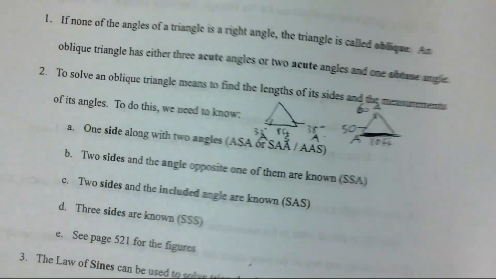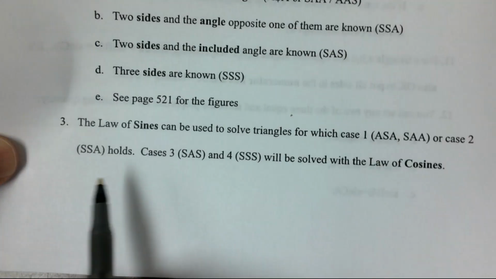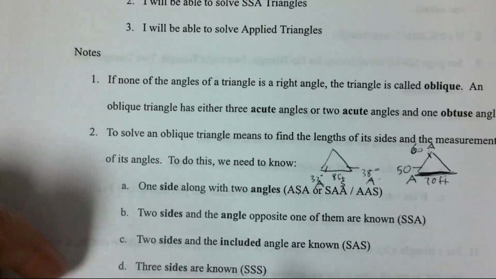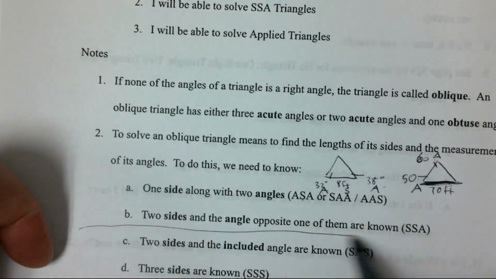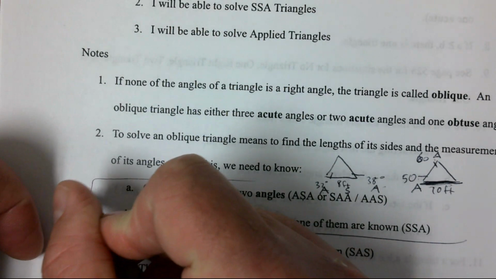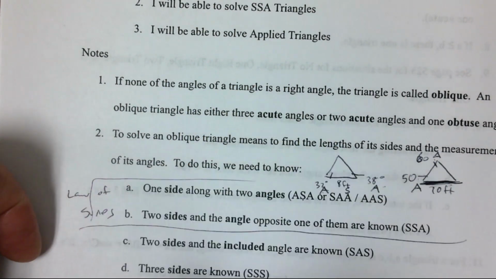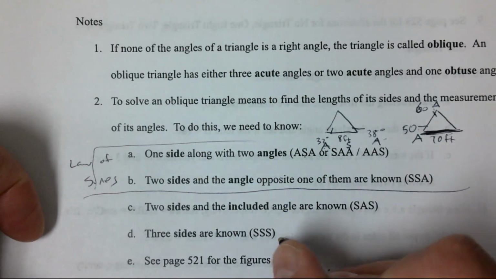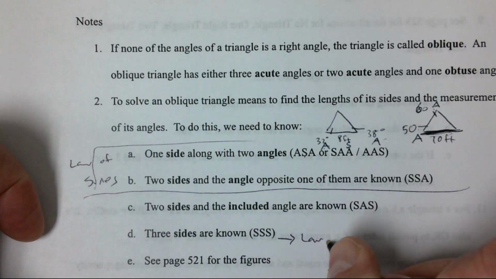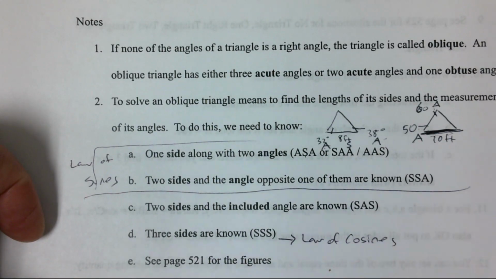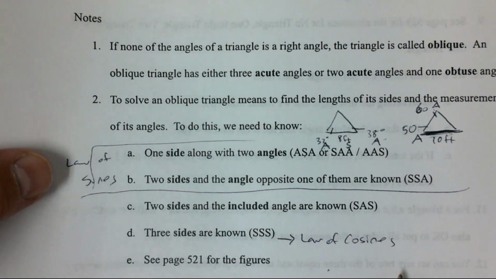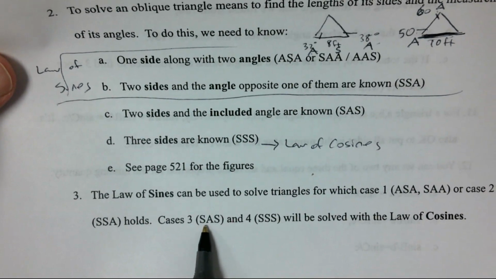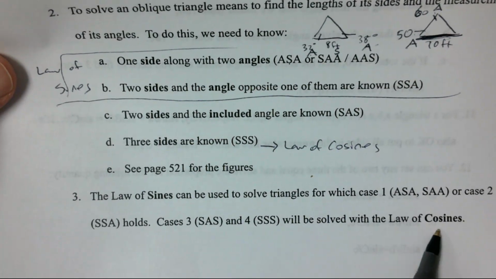So the law of sines can be used when we have case 1 or case 2, when we're talking about these. So this is the law of sines. So if you only had 3 sides, you cannot use the law of sines. That one's going to be called the law of cosines, which is a different section. Okay? All right. Oh, and I guess that's what I put here. Cases 3 and 4 will be the law of cosines.